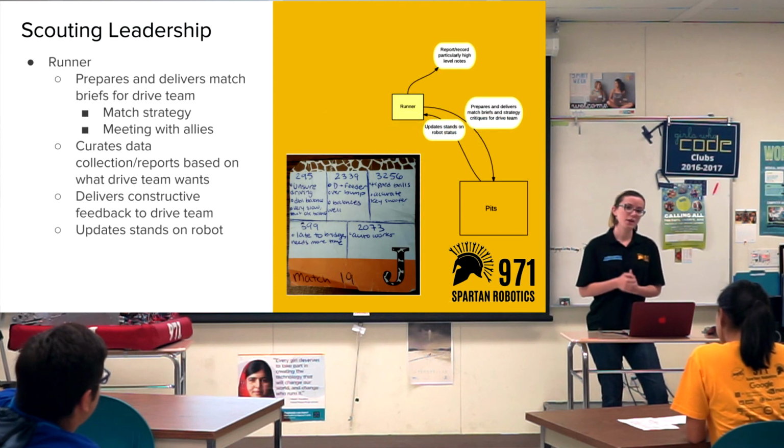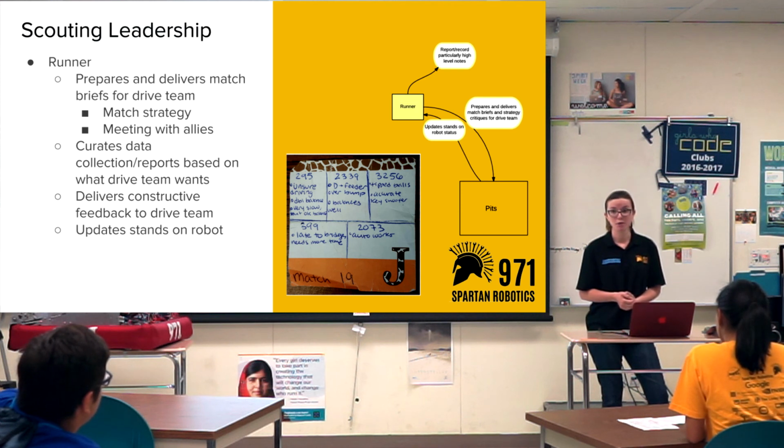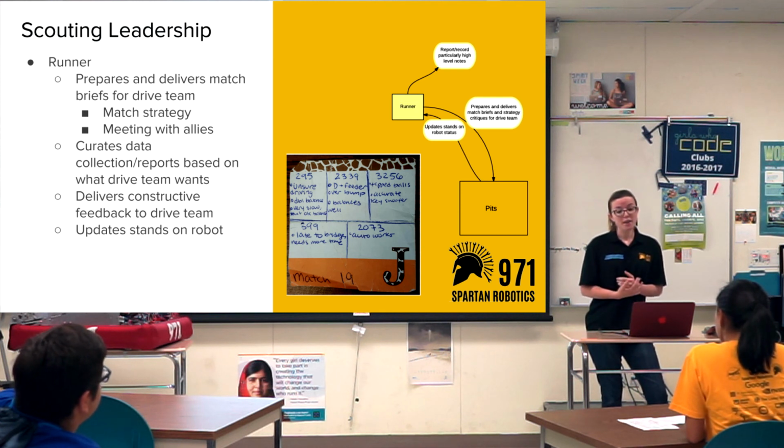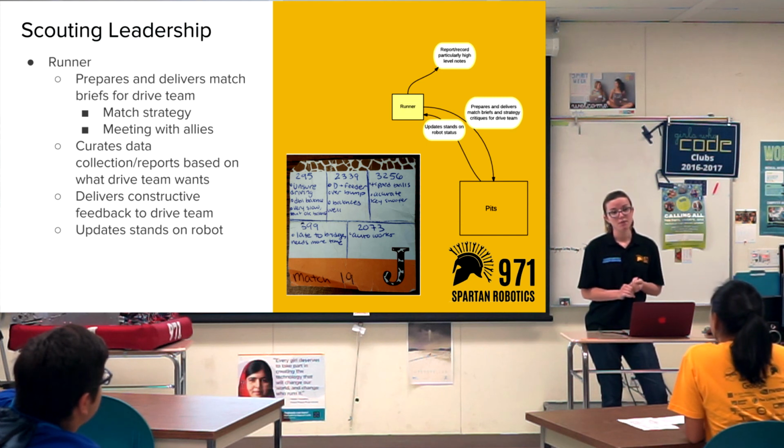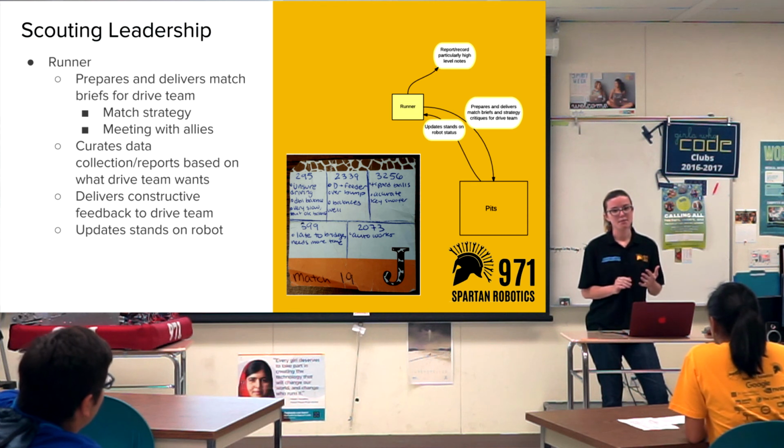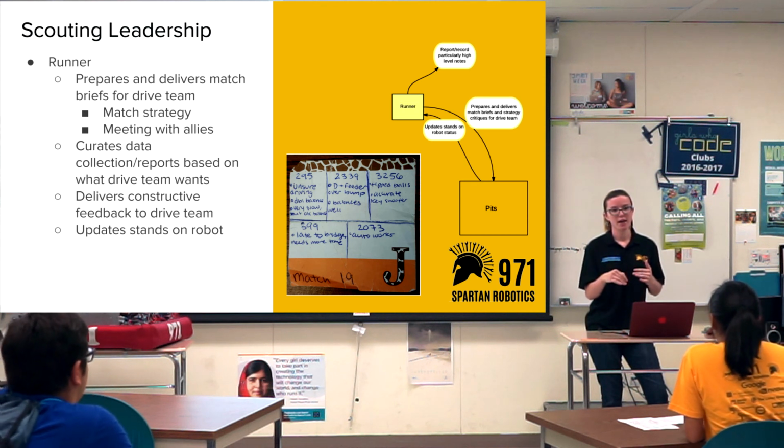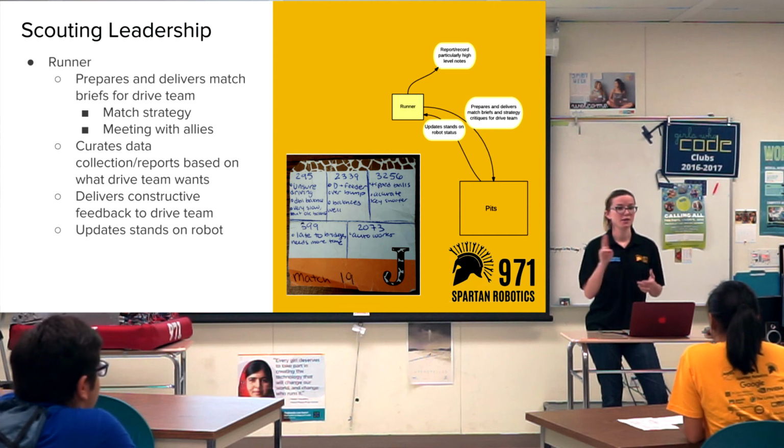So then the runner. This is what I was during my tenure as scouting captain, but again, it doesn't have to be one person. We just didn't have a lot of people. The runner prepares and delivers match briefs for the drive team. That's one of the biggest goals. So what this means is that before every match, I would look at a lineup and I would say, okay, our upcoming allies are these two teams. Our upcoming opponents are these three teams.